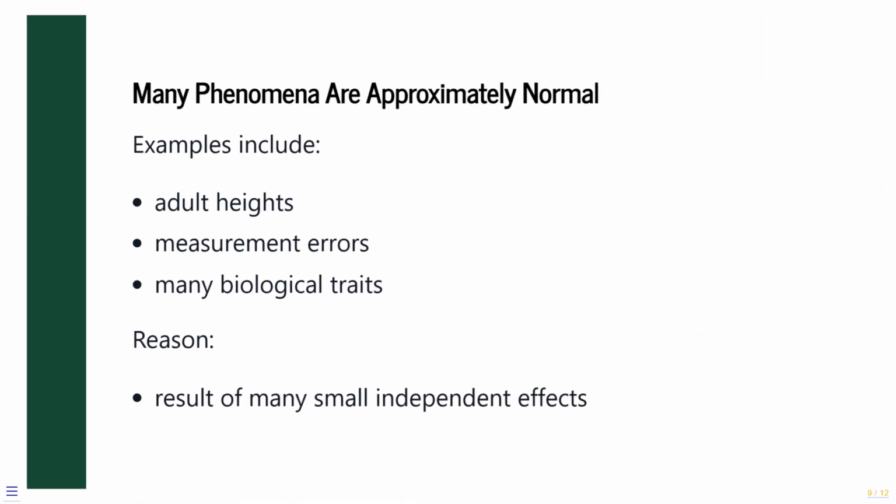Why does the normal distribution matter so much? One key reason is that many natural phenomena are approximately normal. Measurements like adult heights, instrument errors, and many biological traits often follow a bell-shaped pattern. This typically happens because the observed value is the result of many small independent influences acting together. When no single factor dominates, the combined effect tends to look normal.